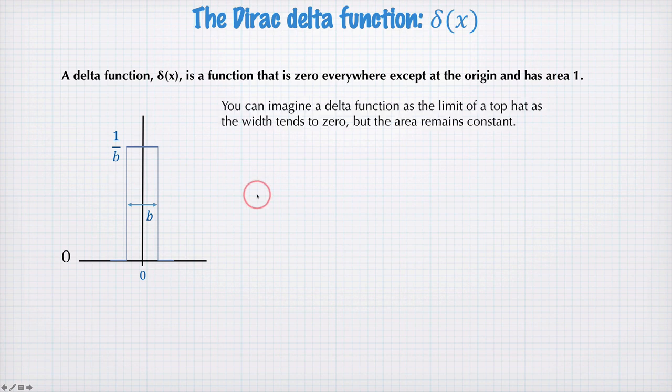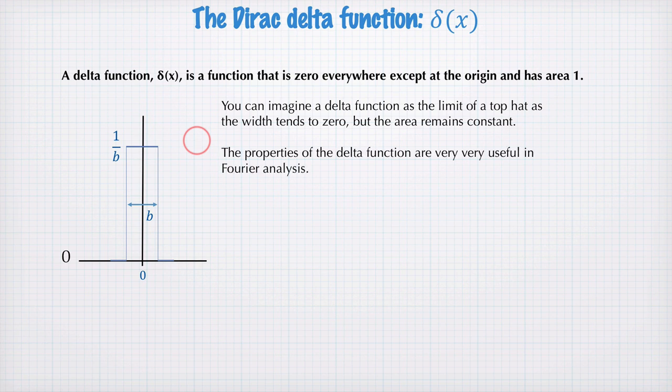Now we can imagine it as the limit of a top hat function as the width, b, tends towards 0, but the area remains constant, which means the height must tend towards 1 on b, which obviously is infinite. Now, the properties of the delta function are really useful in Fourier analysis, as we'll see.